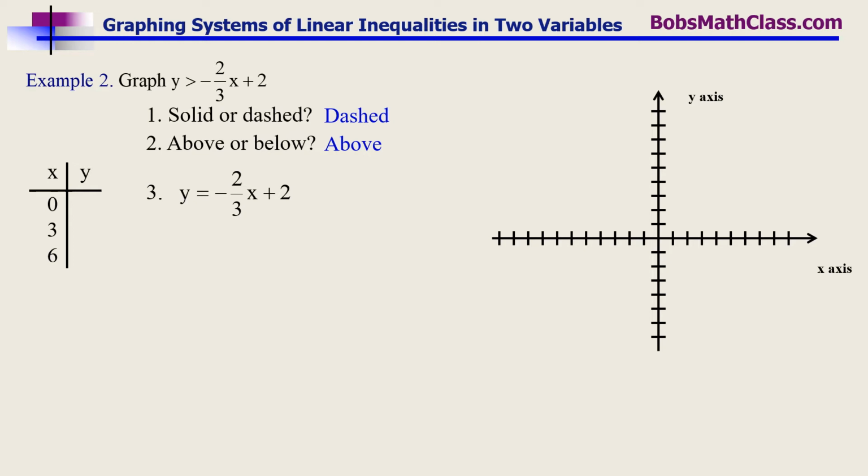Okay, plug in each of those numbers. Work it out, and you should get 2, 0, and negative 2. All right, plot the points. Draw your line through those points. Make sure it's dashed. And then again, we're going to shade above the line.